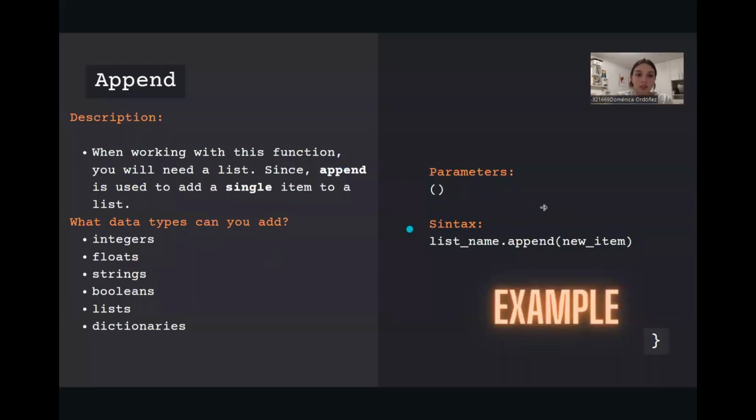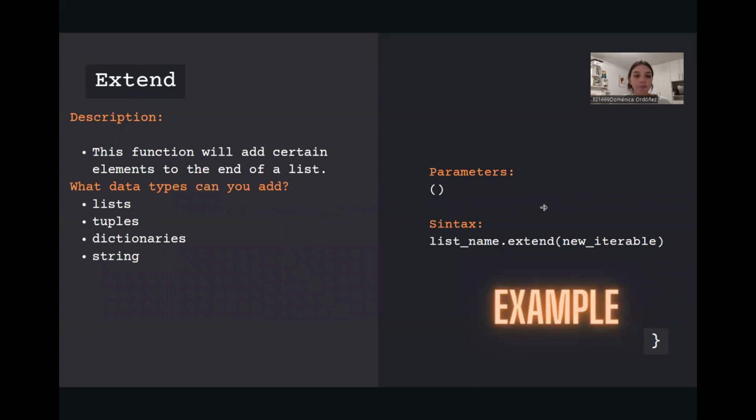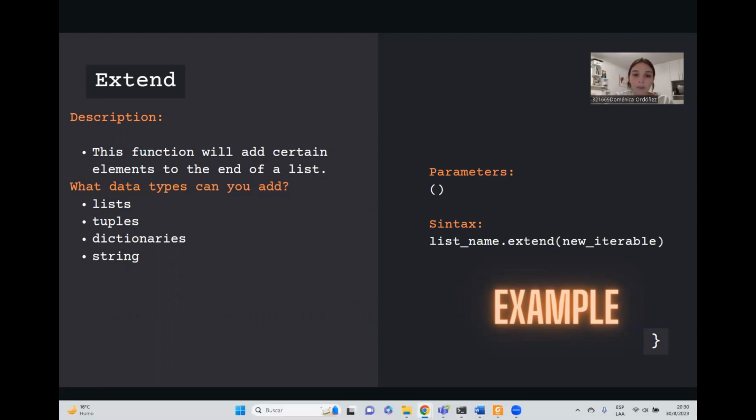The second function is the extend function. This is pretty similar to the append function, except that in this one, you can add more than just one item to the list. You can add more lists, tuples, dictionaries, strings, or numbers. Just like the append one, you don't need any parameters, and the syntax is still the same, except that we changed append to extend.